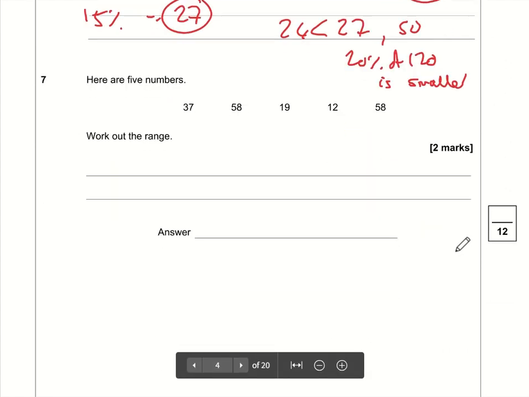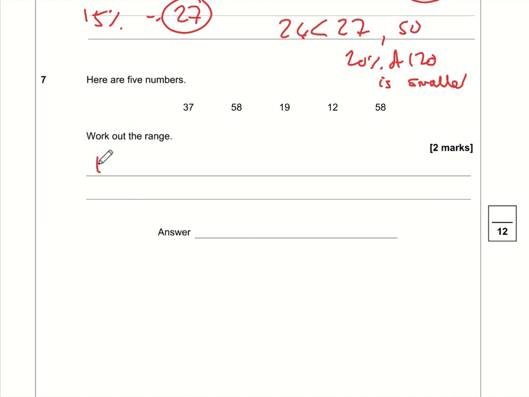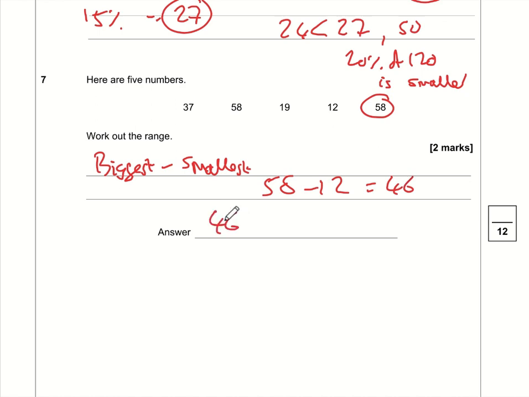Okay, so number 7, work out the range. So we need to remember that the range is the biggest subtract the smallest. So the biggest in this set of numbers is 58, and the smallest is 12, and 58 take away 12 is 46. So the range is 46.